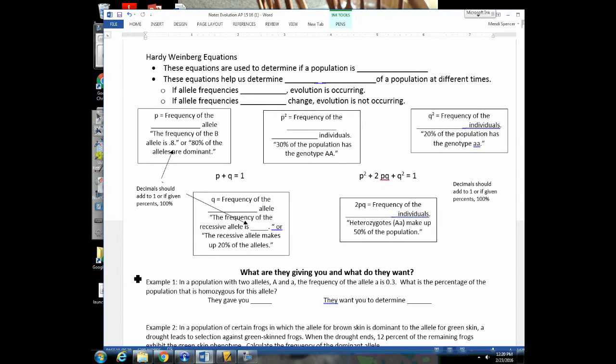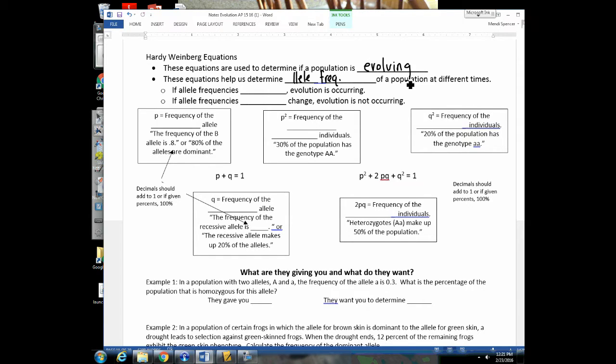We're going to be talking about these Hardy-Weinberg equations and what we use them for. Remember we said that a population is evolving if we're getting a change in allele frequencies over time. Well, these equations help us determine allele frequencies. We have to be able to calculate them so that we can see if they're changing over time, so we can tell if the population is evolving or not.